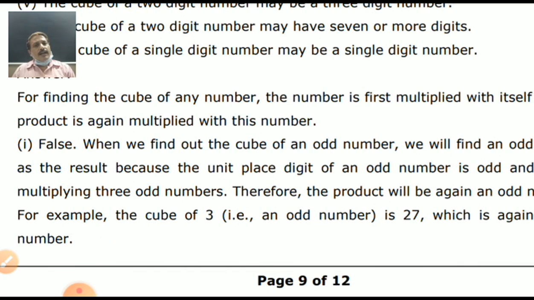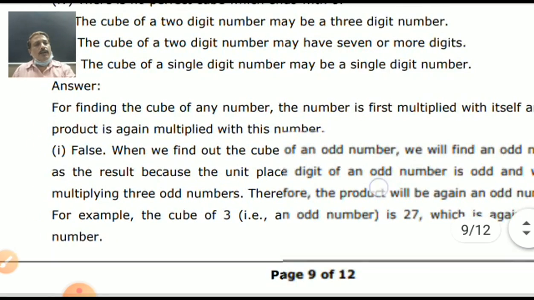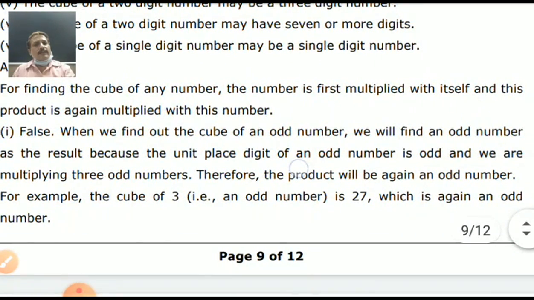When we find the cube of an odd number, we will get an odd number as the result, because the unit place digit of an odd number is odd and we are multiplying three odd numbers. Therefore, the product will again be an odd number. Yes, the example is given: 3 into 3 into 3. 3 threes are 9, 9 threes are 27. And 27 is again an odd number.